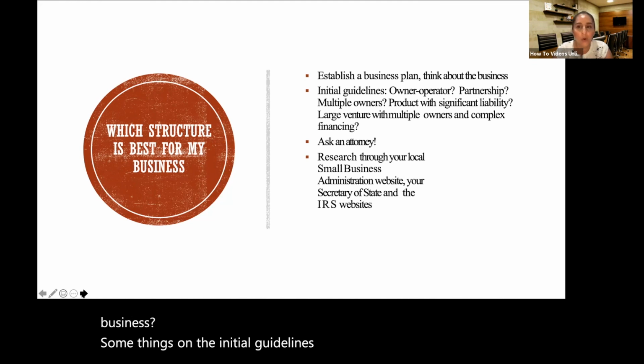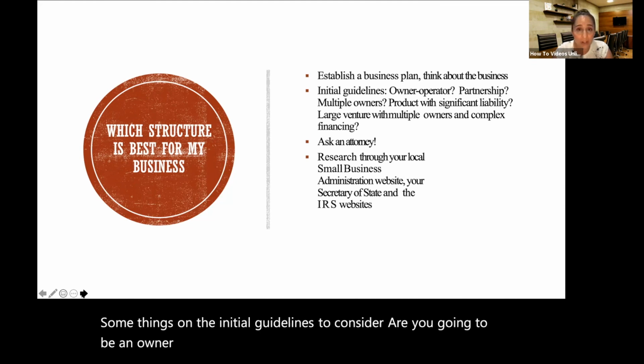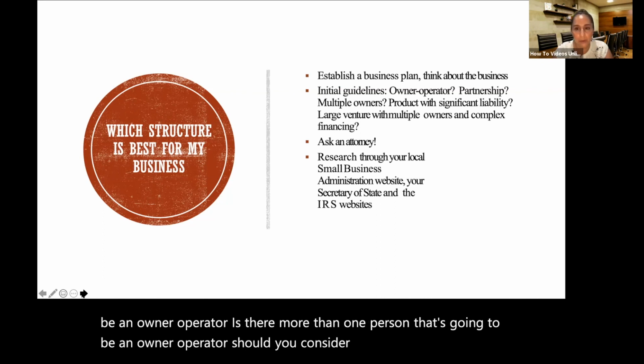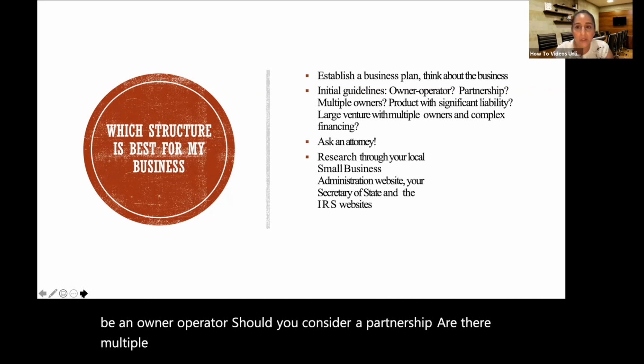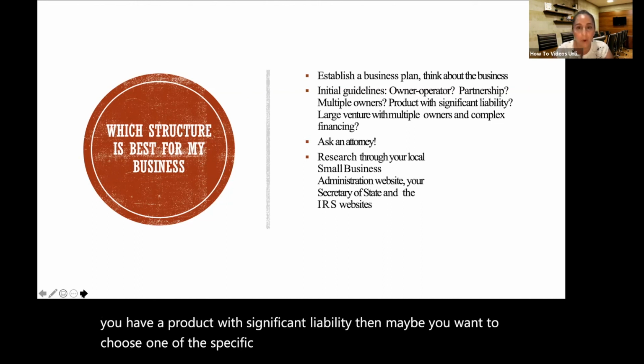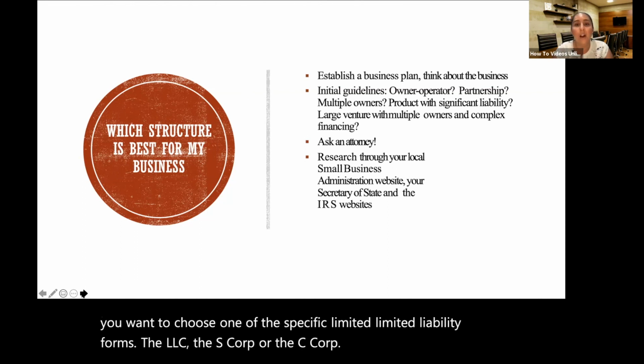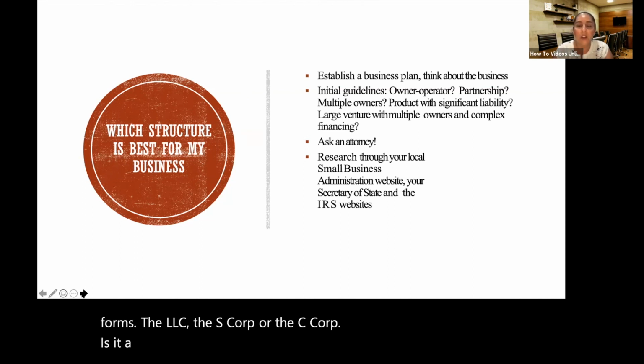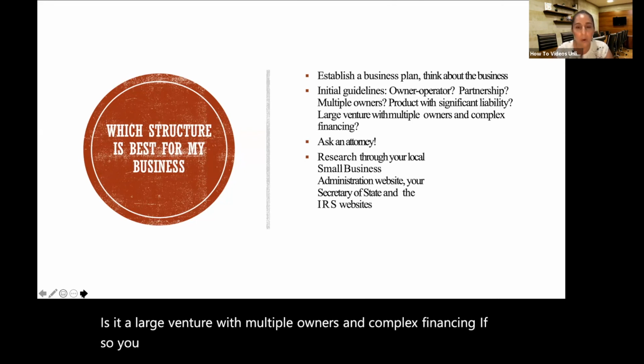Are you going to be an owner operator? Is there more than one person that's going to be an owner operator? Should you consider a partnership? Are there multiple owners? Do you have a product with significant liability? If you have a product with significant liability, then maybe you want to choose one of the specific limited liability forms like the LLC, the S corp, or the C corp. Is it a large venture with multiple owners and complex financing? If so, you might want to consider the C corporation.